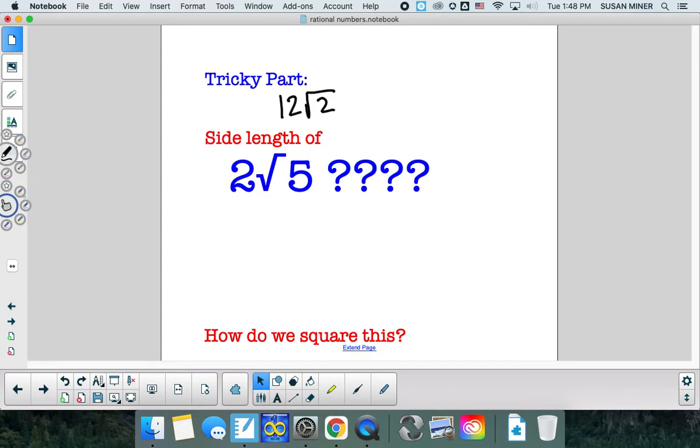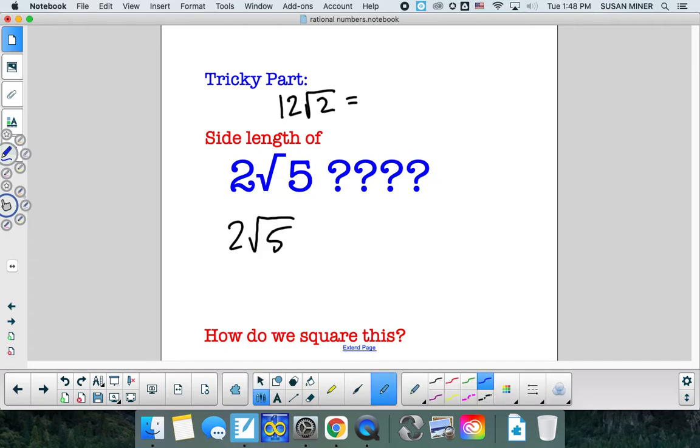If I need to find, let's say my side length was 12 remainder 2, or let's do 2 square root of 5 first, because that's our example we have here, and then we'll see how we get back to our area. If I have a side length and I need to find the area, that would mean I'd have to square this. So how do I do that?